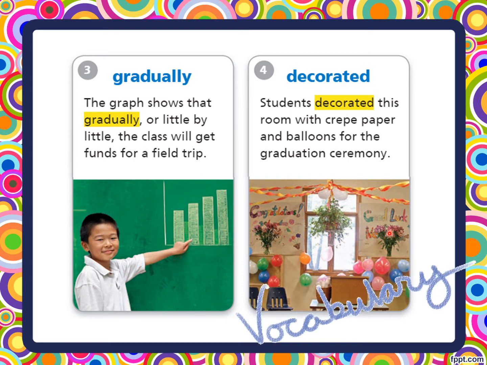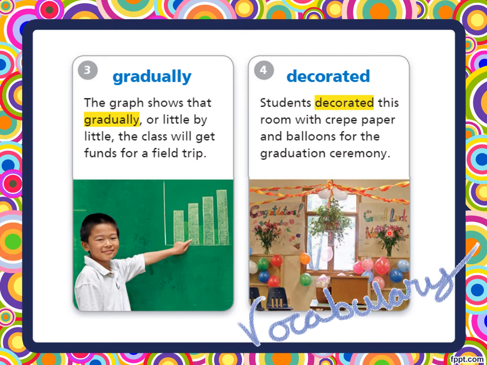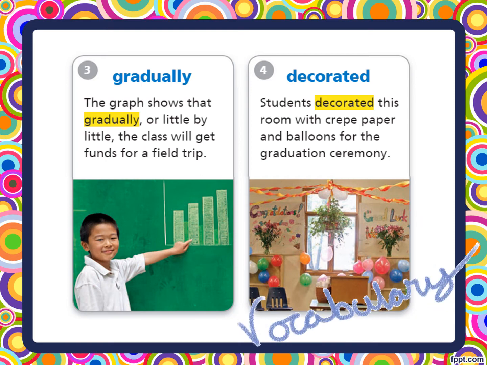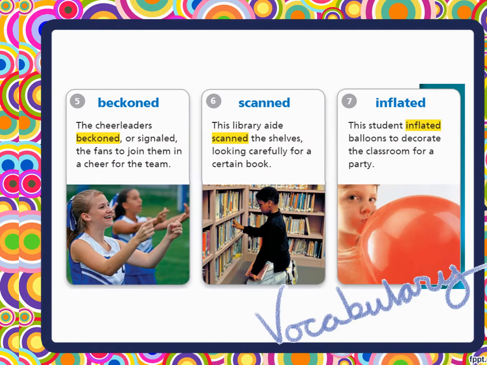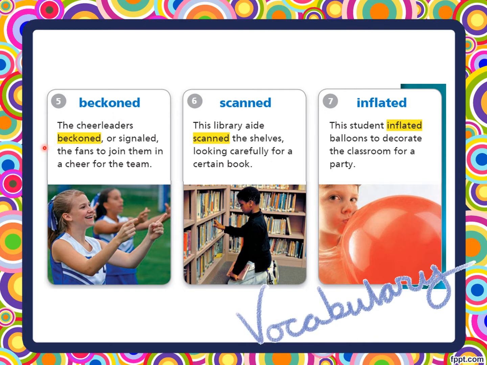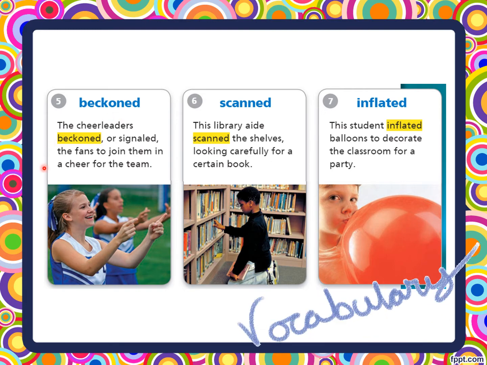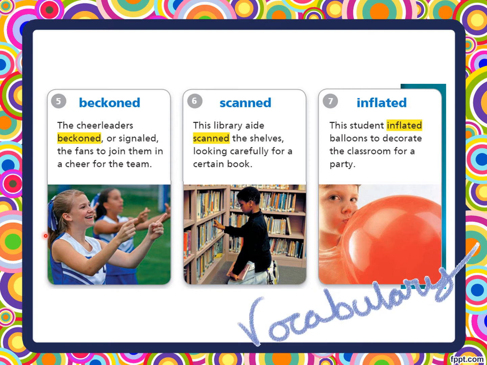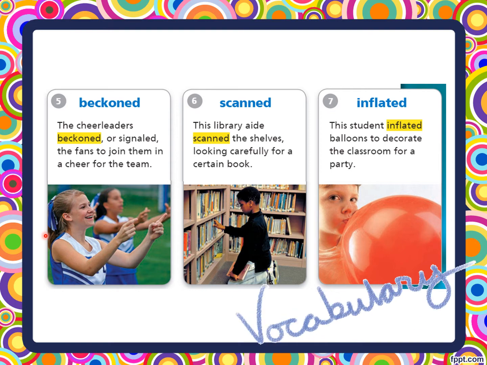It's very easy. It's to furnish with something that is attractive and also to make a room or, let's say, a certain place nice with lots of embellishments and furnishings. Number 5 is beckoned. The cheerleaders beckoned or signaled the fans to join them in a cheer for the team. So this is what cheerleaders do. They motivate the entire school to cheer for, let's say, athletes or whomever in the school needs support, right?